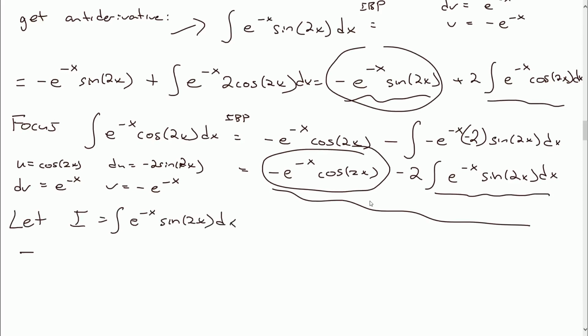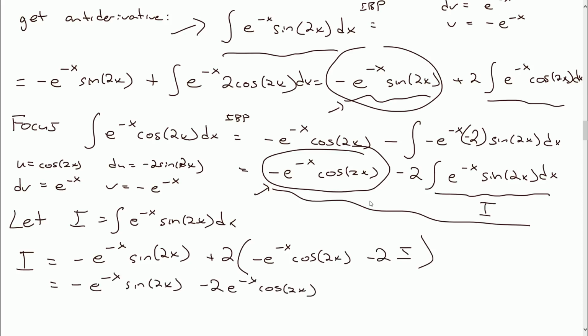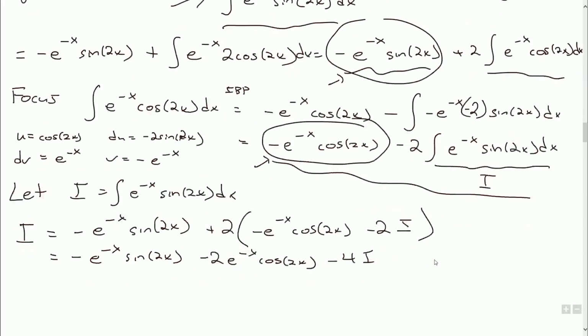Okay. So then the antiderivative I was asked to calculate, this one up here, turned into minus e to the minus x sine 2x, plus 2 times minus e to the minus x cos 2x, minus 2, and then my integral again. So we can clean this up a little bit. We'll get minus 2 here, and then 2 times minus 2, minus 4i. Let's bring the i's all over to the same side.